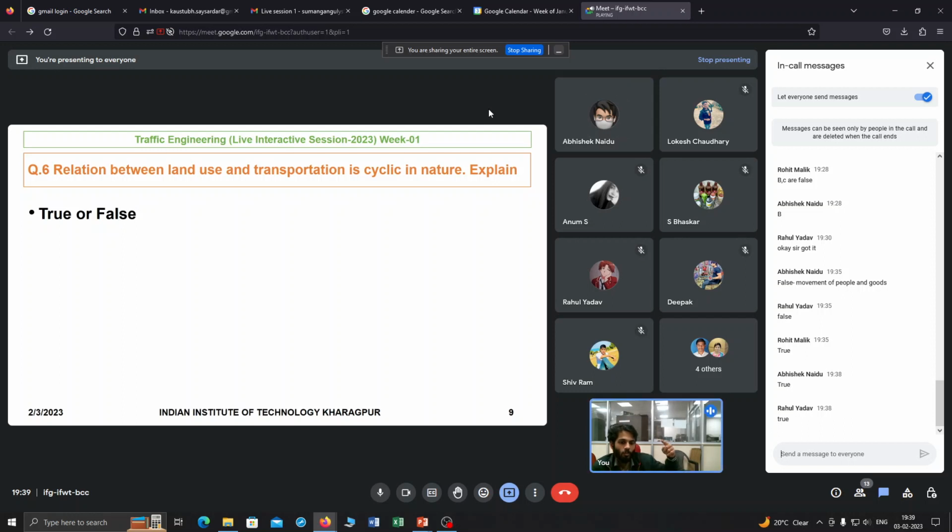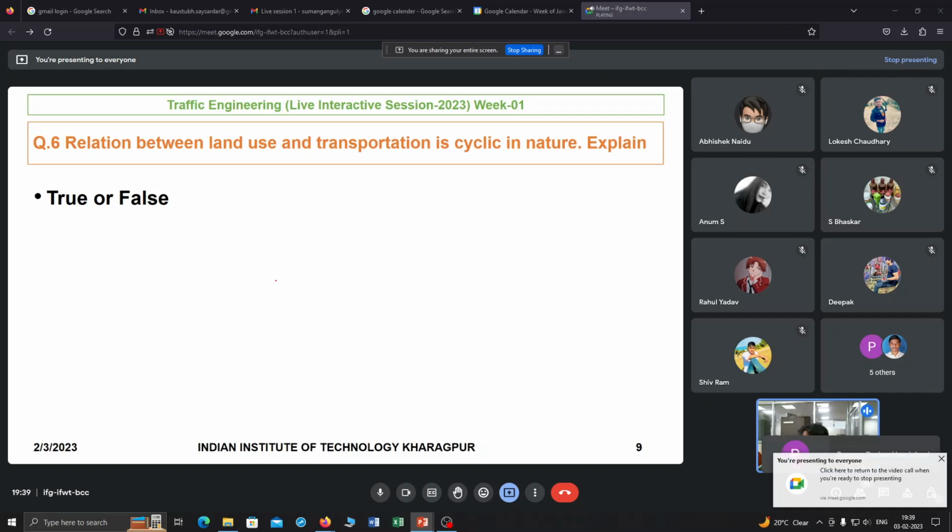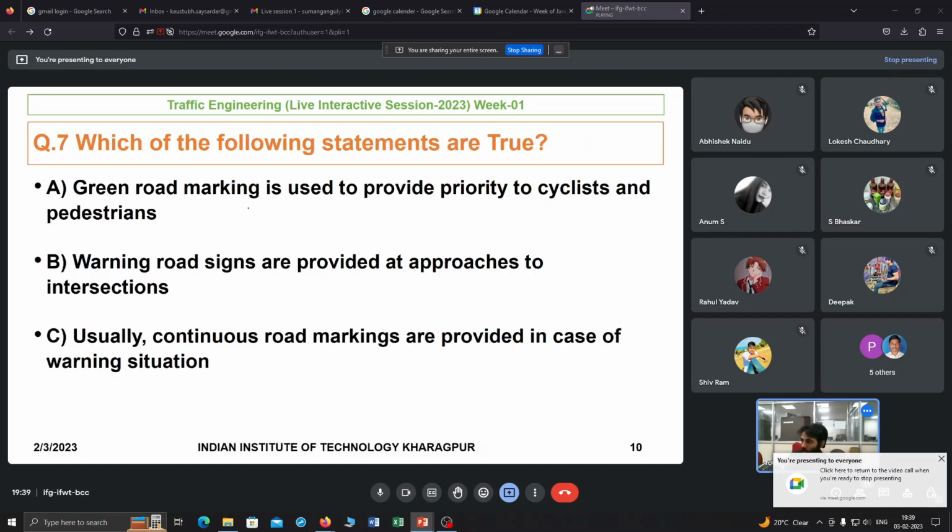So then you have to build more roads. You have to, yes, you have to increase your supply. So nicely explained by Abhishek. So maybe we should go. So then it is true, right? I think it is clear to everyone, it is true. So now we shall go to the next one.